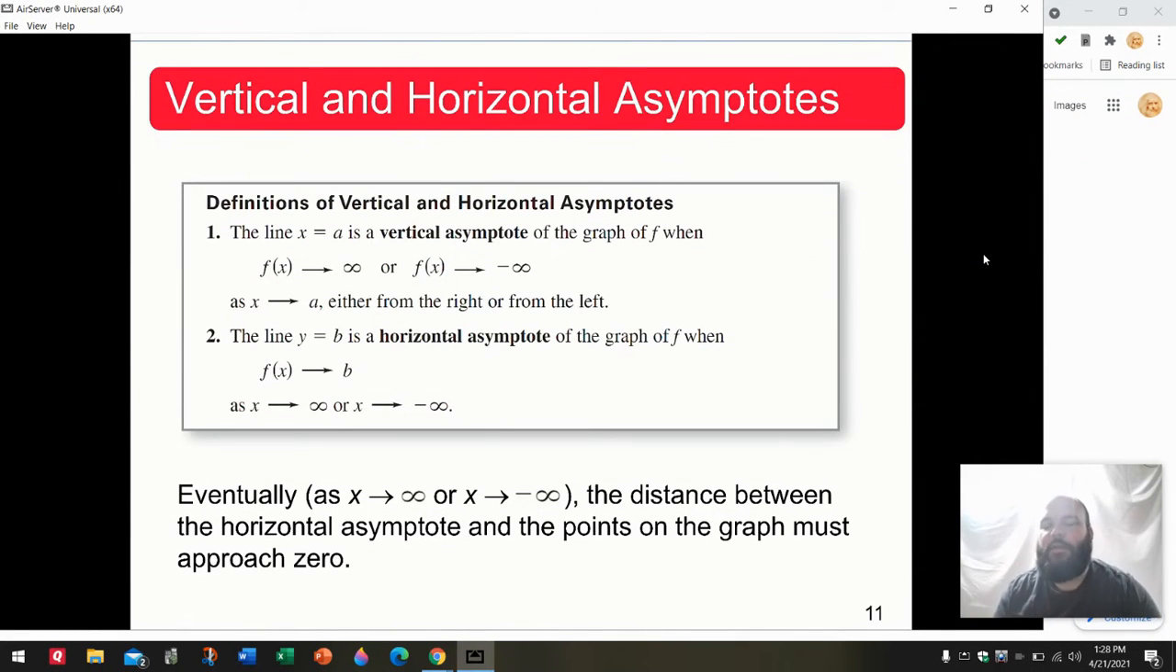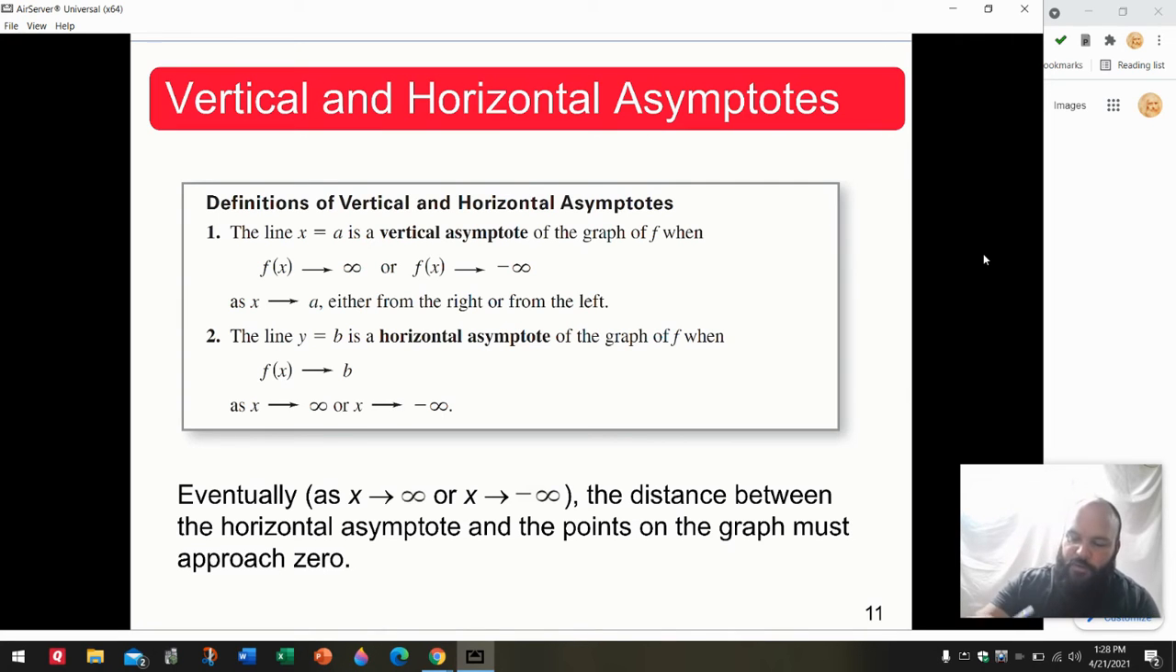So there are two ways to find asymptotes because there are two types of asymptotes. There's horizontal asymptotes and there are vertical asymptotes. Now, what we have right here are definitions of a vertical and horizontal asymptote. It says the line x equals a is a vertical asymptote of the graph of f when f of x approaches infinity or f of x approaches negative infinity. And then the second definition says the line y equals b is a horizontal asymptote of the graph of f when f of x approaches b as x approaches infinity or x approaches negative infinity.